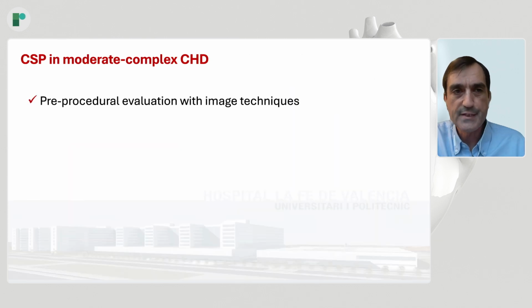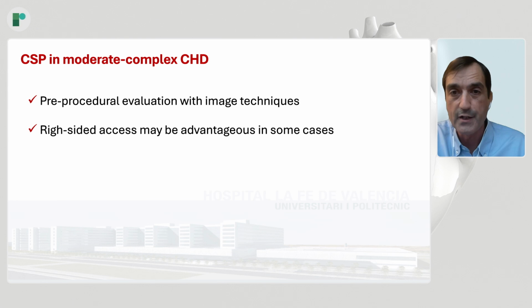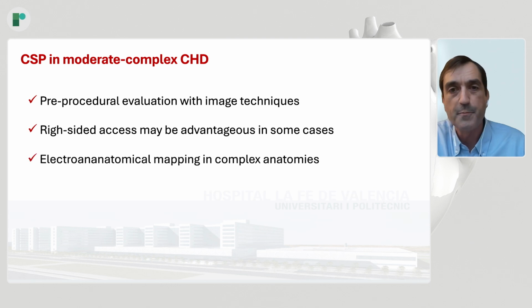So for these challenging anatomies, it is advisable to use a periprocedural evaluation with imaging techniques to know the real anatomy of these patients. The right-sided axillary access may be advantageous in some cases, such as patients with dextrocardia or patients with detransposition of the great arteries after the atrial switch operation.